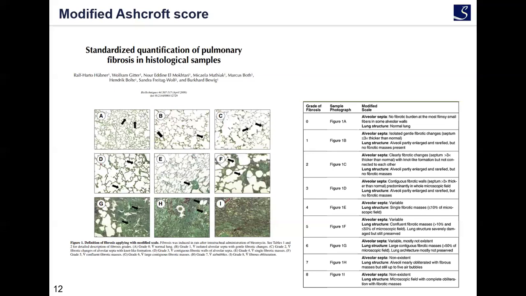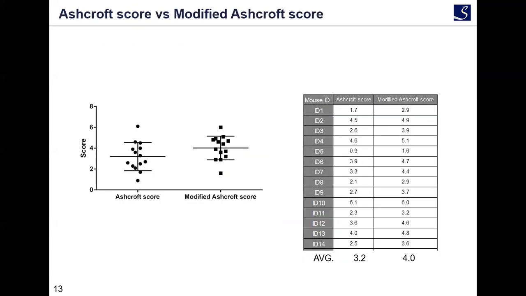A problem with Ashcroft scoring is that grading is loosely defined, especially in even number stages such as 2, 4, 6, and the result could vary depending on the pathologist performing and his or her self-defined values. So we use modified Ashcroft scoring method, which has a more defined grading scale. Here's a comparison result from grading the same mice with both methods. Modified Ashcroft scoring method tends to score slightly higher than the standard Ashcroft score.